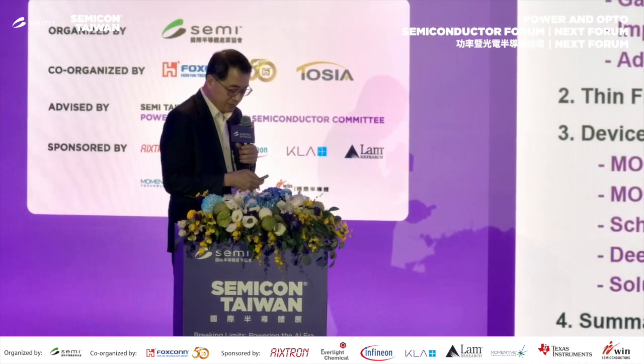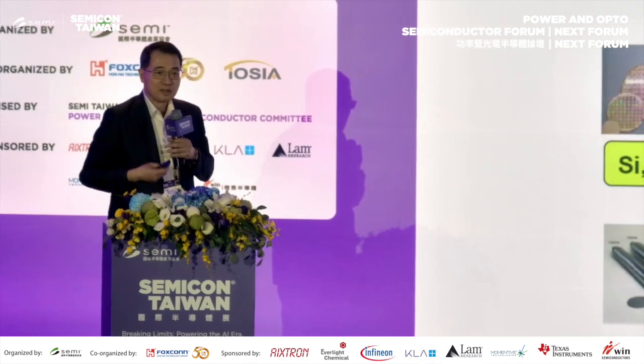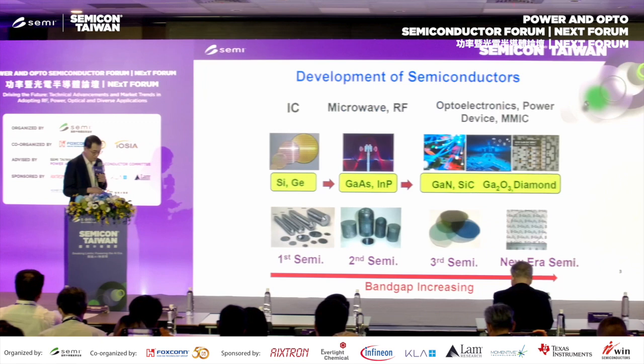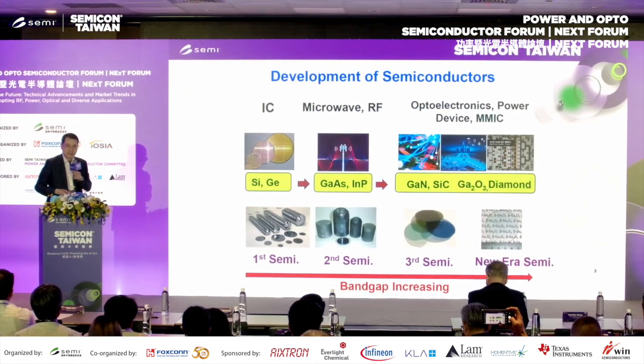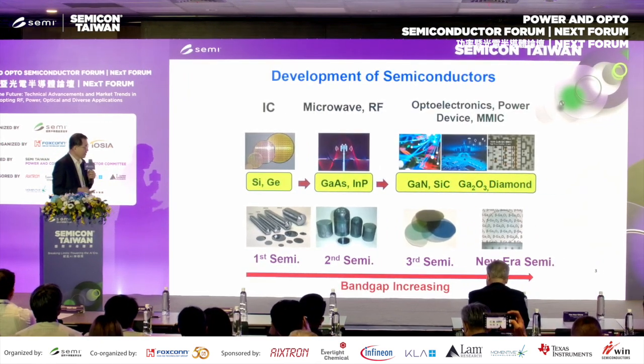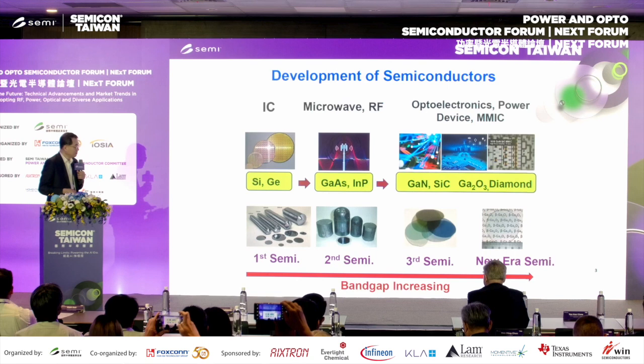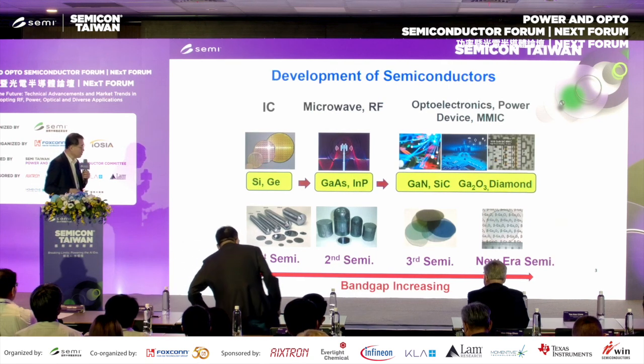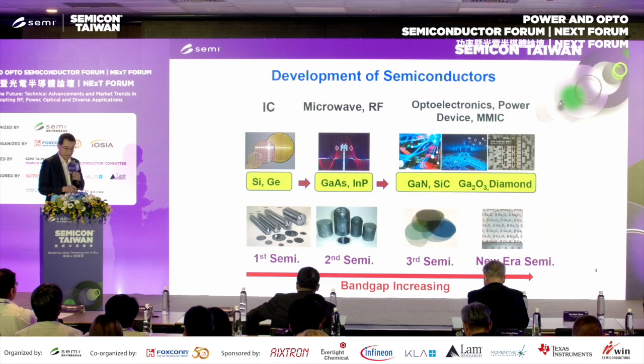From silicon, germanium, gallium oxide, to indium phosphide, my PhD and master thesis focused on indium phosphide. Then came gallium nitride and silicon carbide. Maybe in the near future, I think gallium oxide will be a new area of semiconductors.